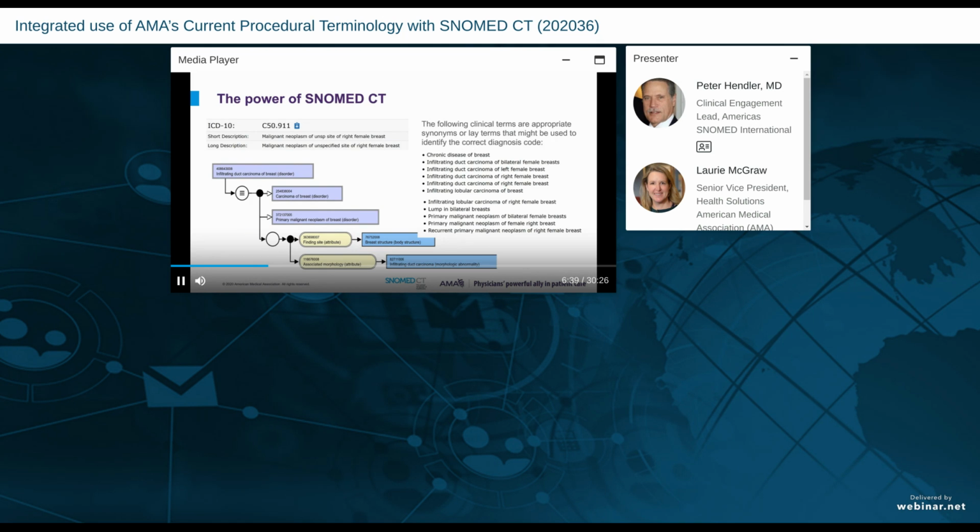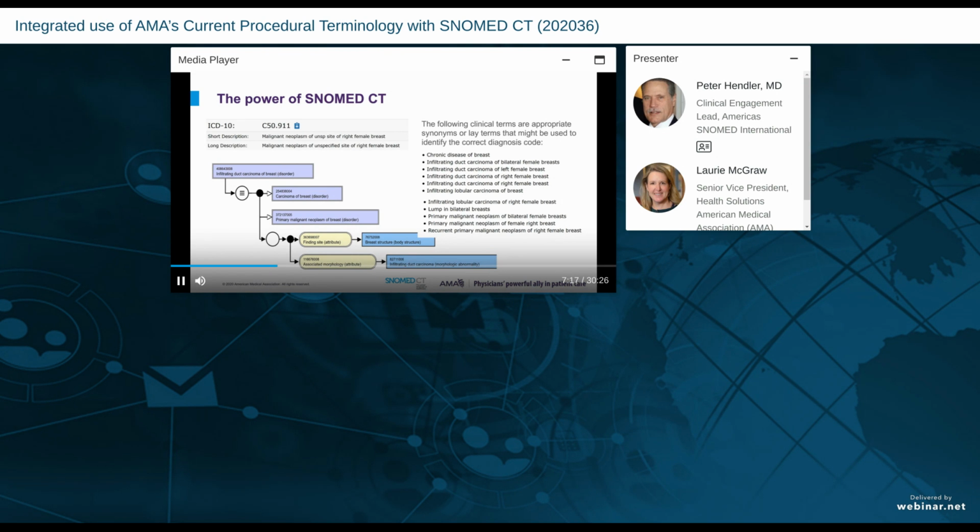As terminologies and code systems are both designed with different purposes in mind, this comparison will show the search results for searching for infiltrating ductal carcinoma of breast using both SNOMED CT and ICD-10. The SNOMED CT result and the term is on the bottom left of this slide. It shows a diagram of the inferred structure of the infiltrating ductal carcinoma of breast concept.